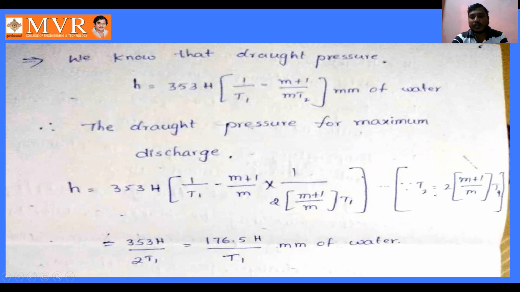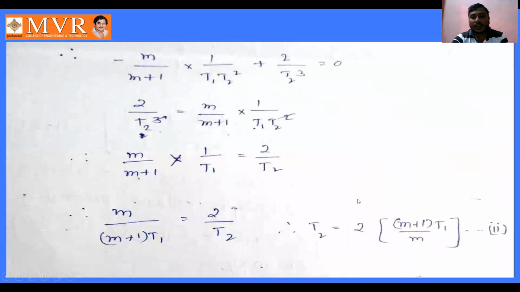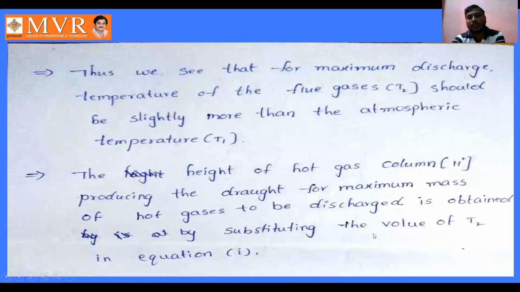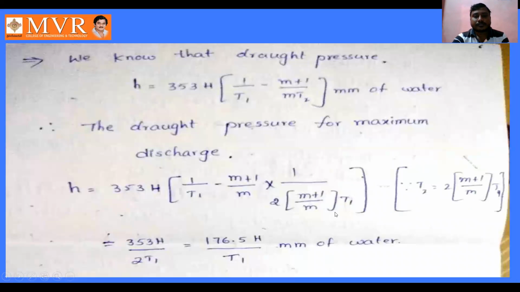Since we have got the T2 value here, we are substituting that T2 value, which is equal to 2 into (M plus 1) by M into T1, in the height of the chimney equation. Hence we have the equation 353 H by 2 T1, and the remaining term we are having here is 776.5 H by T1 mm of water.